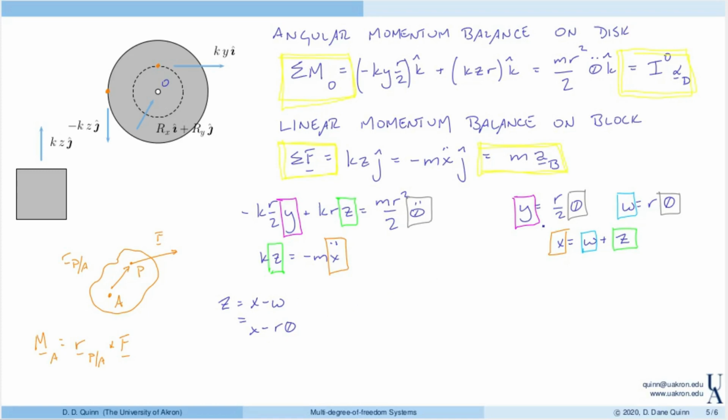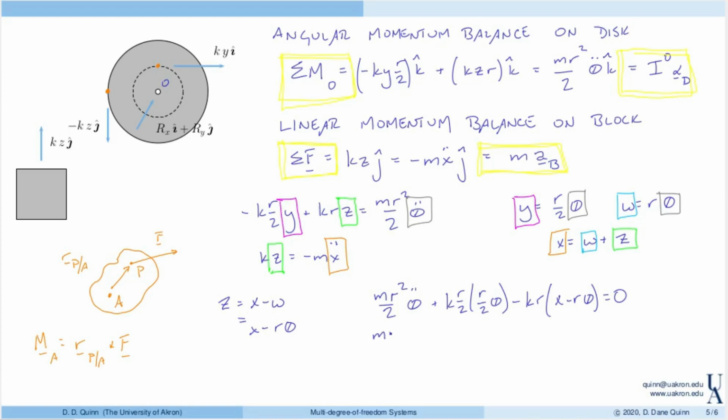So taking these relationships, using them in the momentum balance equations, we get the following. m r squared over 2, so I'll take angular momentum balance first, and I'll write everything here in terms of theta and x. So we'll bring these two to the other side, so it's plus k r over 2 times y, which is r over 2 times theta, minus k times r times z, which is x minus r theta, equals 0.